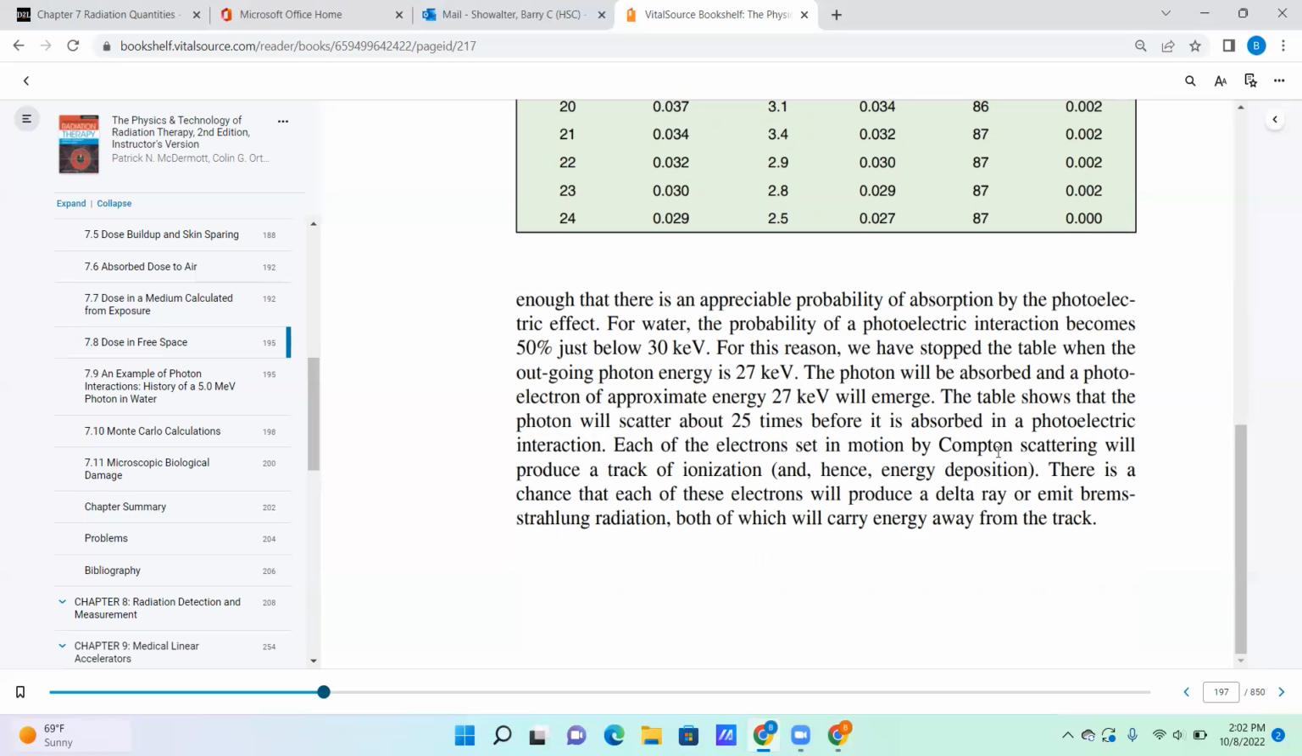Each of these electrons set in motion by Compton scattering will produce a track of ionization. And there is a chance that each of these electrons will produce a delta ray or emit Bremsstrahlung radiation, both of which will carry energy away from the track.